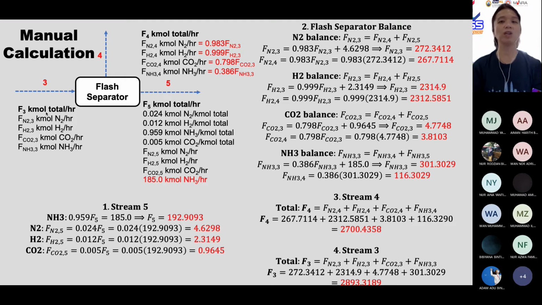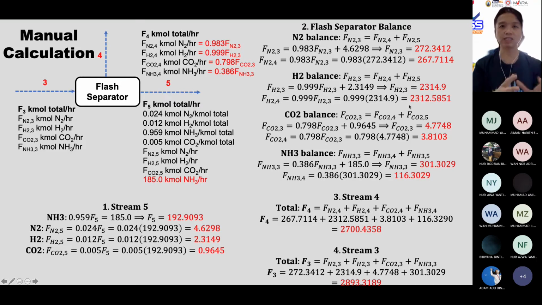Again, I told you we can do 3 types of balance. One is the overall balance, meaning total in stream 3 equals total stream 4 plus total stream 5. You can also do a balance for each of the compounds. For example, nitrogen in 3 equals nitrogen out 4 plus nitrogen out 5. One equation. Hydrogen gas, another equation: hydrogen gas entering stream 3 equals hydrogen gas going out stream 4 plus hydrogen going out stream 5, and so on and so forth. So that's what I do in my notes here.